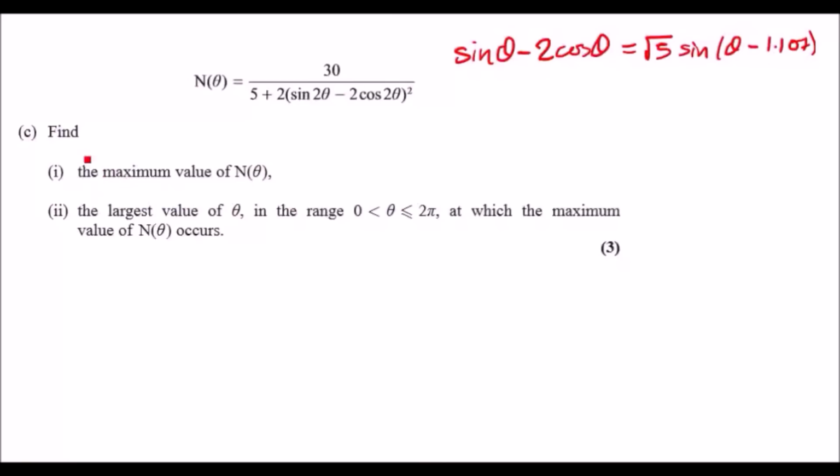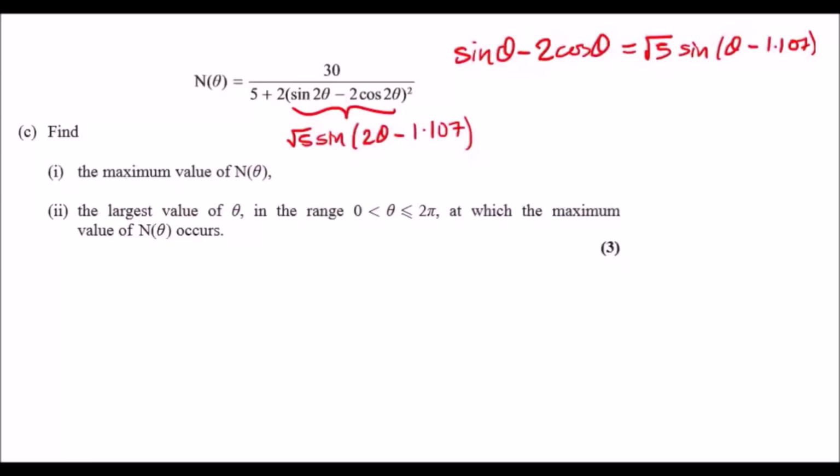So C, find the maximum value of n, similar looking questions to A and B. Okay, now I've copied the expression over here. All you can probably notice here is that the sine 2 theta minus 2 cos 2 theta is kind of identical, except now the angle theta is doubled. It's 2 theta, 2 theta. So this means that inside the sine, it will also be 2 theta. So you can literally rewrite all of this bit here as root 5 sine of 2 theta minus 1.107. Yeah, that's really it. And of course that's all squared.